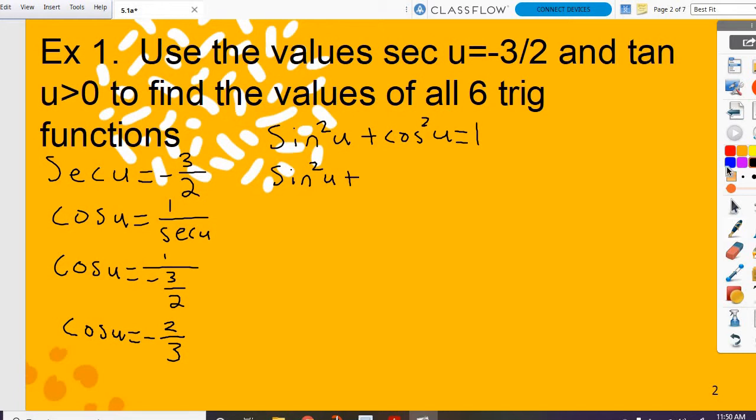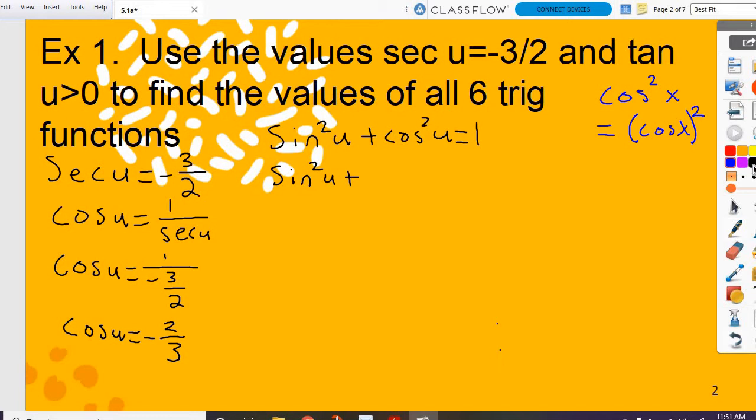Now, just off to the side, just so you know, cosine squared of x is the same thing as cosine of x, squared. So I'm not squaring my x, I'm squaring the whole thing. Instead of having to write parentheses every single time, that's why we put the squared next to the cosine and not by the x. So it's kind of like shorthand.